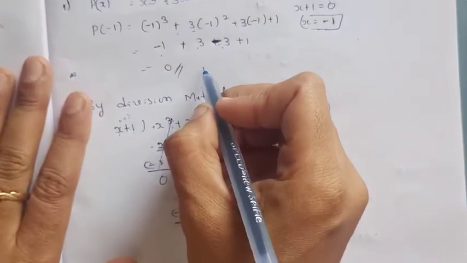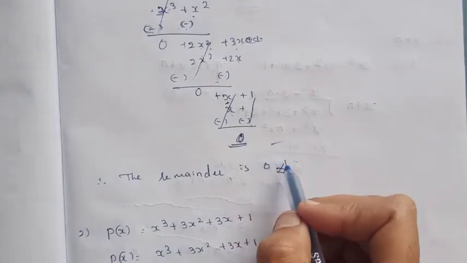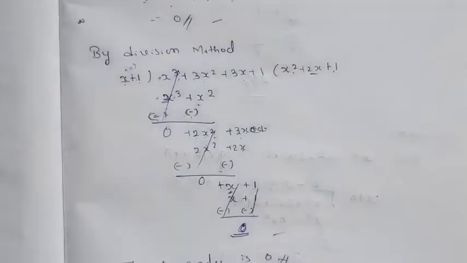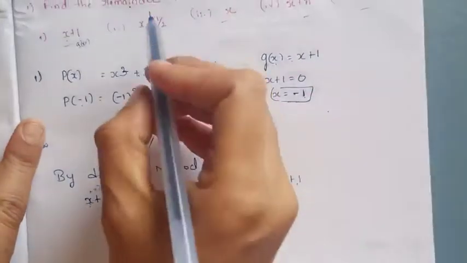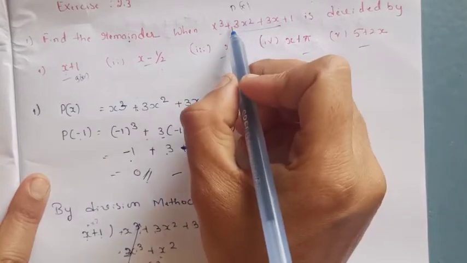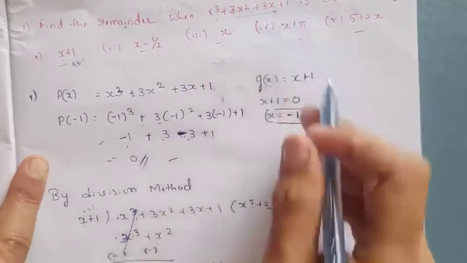See, both are correct. Here also we got remainder as 0, here also by long division we got 0. This is a method to solve this problem. Go to the next question, that is take g of x as x minus 1 by 2, and p of x is x cube minus 3x square plus 3x plus 1.